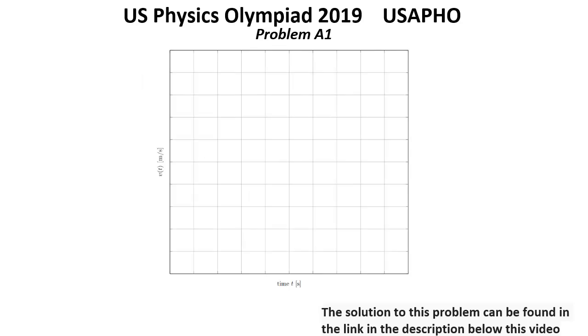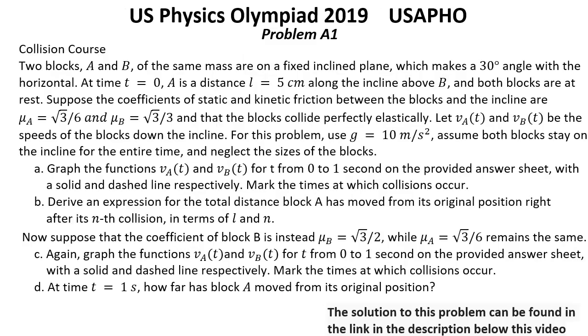This is the answer sheet. Question B. Derive an expression for the total distance block A has moved from its original position right after its nth collision in terms of L and n. Now suppose that the coefficient of block B is instead μB equal √3/2, while μA equal √3/6 remains the same.